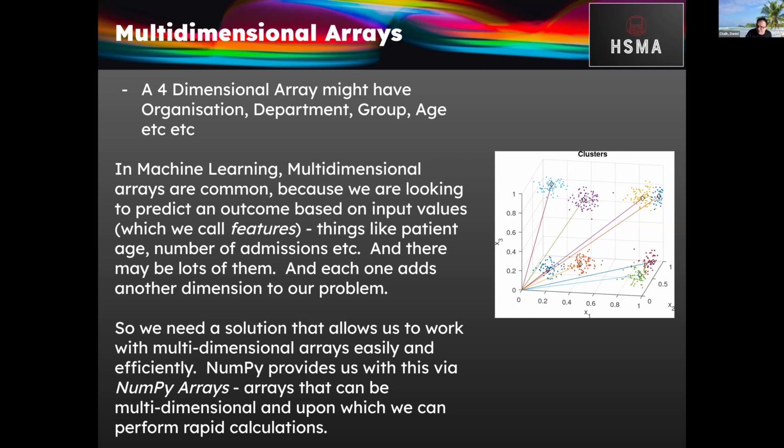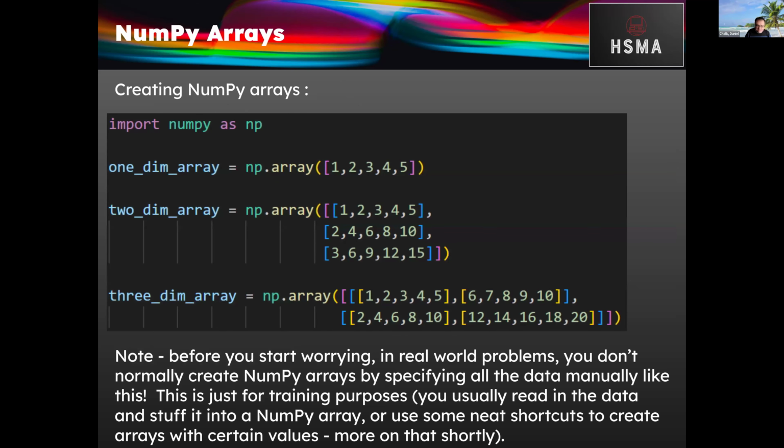And because we end up with these huge multi-dimensional arrays when we're dealing with things like machine learning, we have to have a solution that allows us to work with those things more easily and efficiently. And NumPy gives us that ability, and it does that via something known as a NumPy array. And a NumPy array is an array that can be hugely multidimensional and retain its efficiency, and can perform extremely rapid calculations on these huge multidimensional arrays. So that's why we use them. And you'll see more of an example after lunch about why they're so useful.